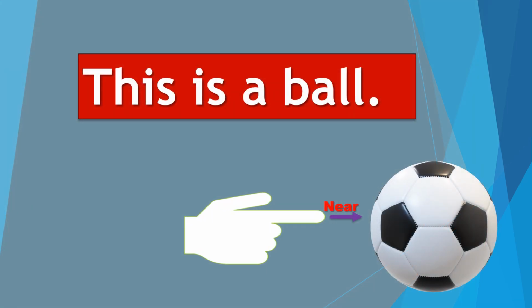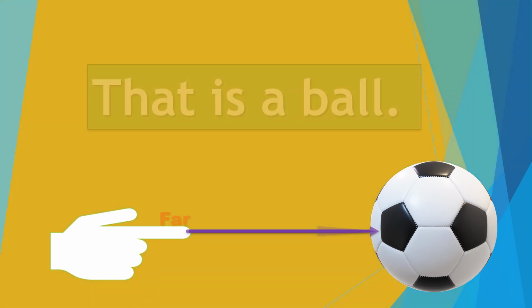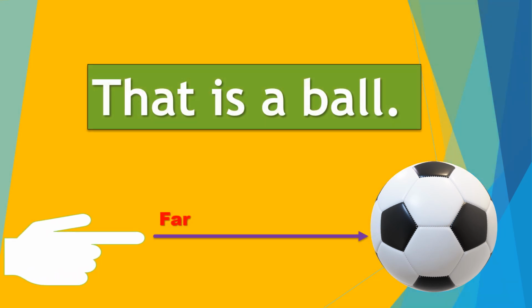Ball is near, so we will use this. This is a ball. Now ball is far. Ball is not near, so we will use that. That is a ball.